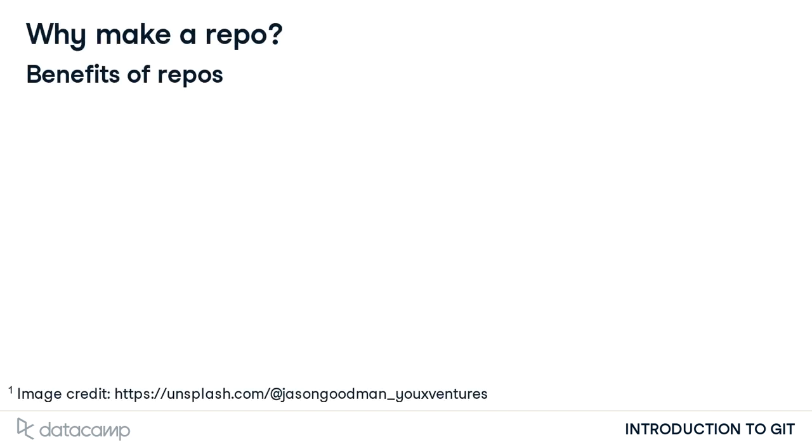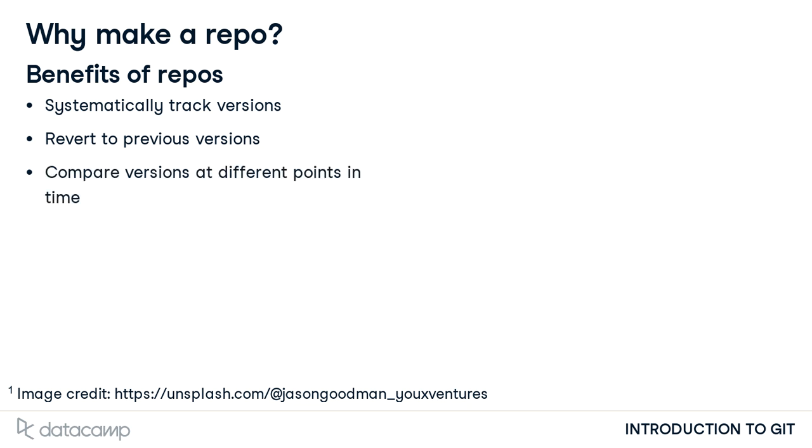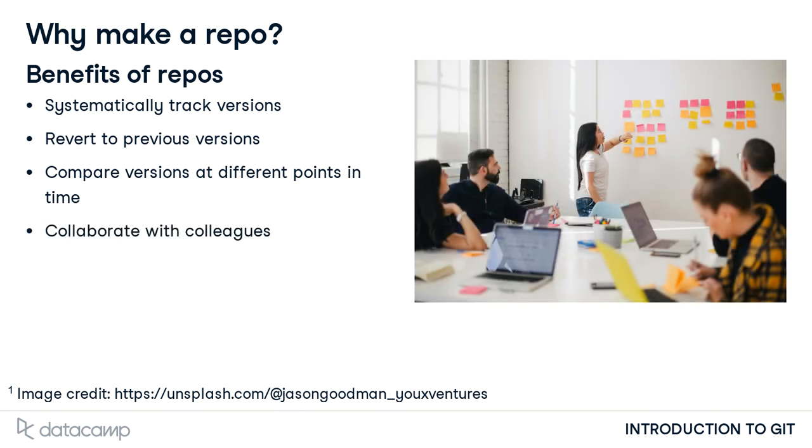There are many benefits to creating a Git repo, including the ability to systematically track the versions of files, to revert to previous versions, and to compare versions at different points in time. If we host our repo in the cloud, then it also enables easy collaboration with colleagues.